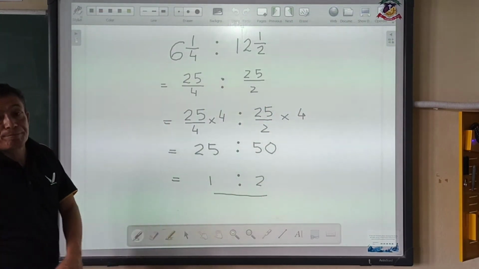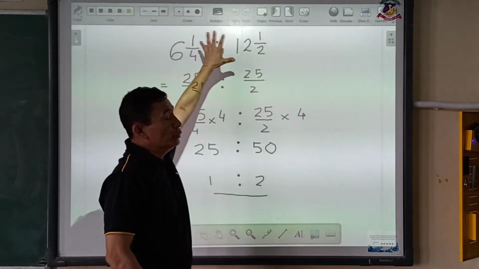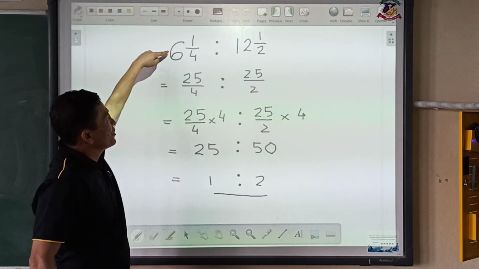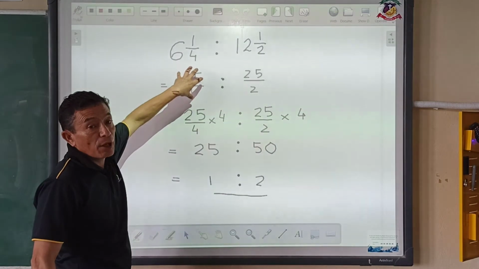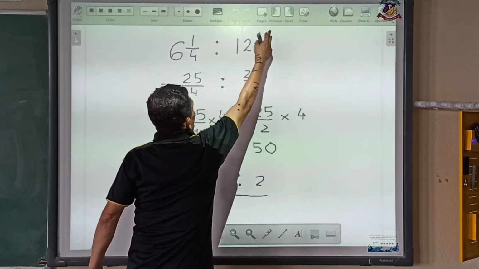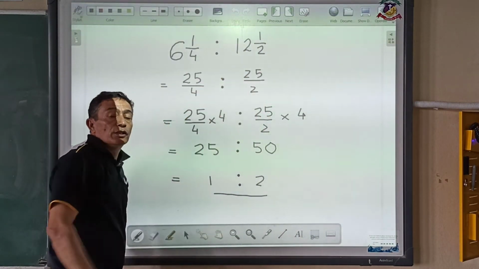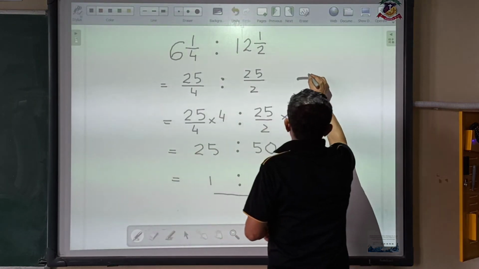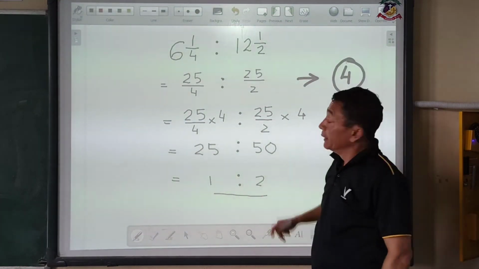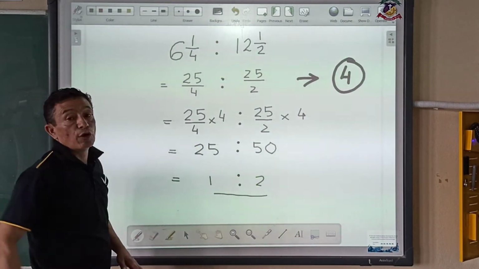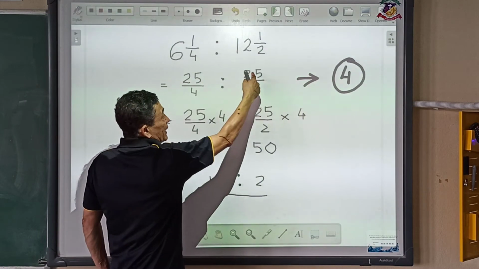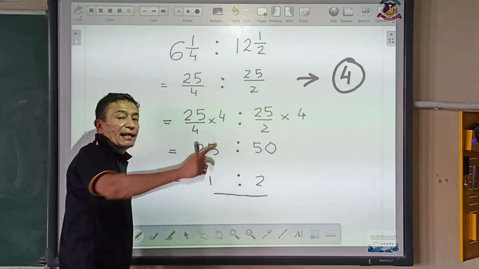Moving to the next one. I've got 2 of these. The ratio is given in terms of mixed fractions. The mixed fractions, I first convert into improper fractions. 6 1 by 4 will become 25 upon 4 and 12 1 by 2 will become 25 upon 2. If I find the LCM of the denominators 4 and 2, the LCM becomes 4. I take the LCM and multiply it with the first one, 25 upon 4 multiplied by the LCM 4. Similarly, 25 upon 2 multiplied by the LCM.